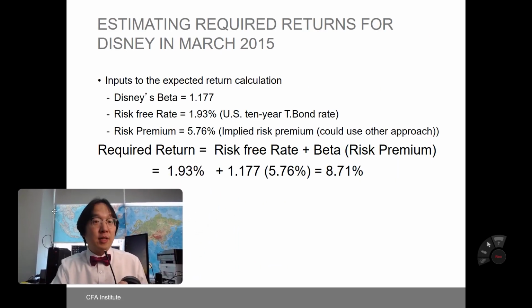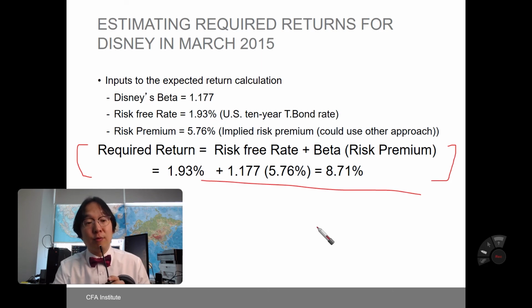And then estimating the required rate of return for Disney in March 2015. Inputs to the expected return calculation. Once you estimate your beta, you calculate the required rate of return using the SML, right? Disney's beta is 1.177, and the risk-free rate, let's say you got it from the central bank's website, is 1.93%. And then the risk premium is 5.76%, which, let's just assume it, comes from the implied risk premium at that time, right? You could have obtained the risk premium using other approaches like a historical risk premium, you know that. And then the required return in this case, using the security market line equation or CAPM equation, if you do the math, you will find it is 8.71%. Good.